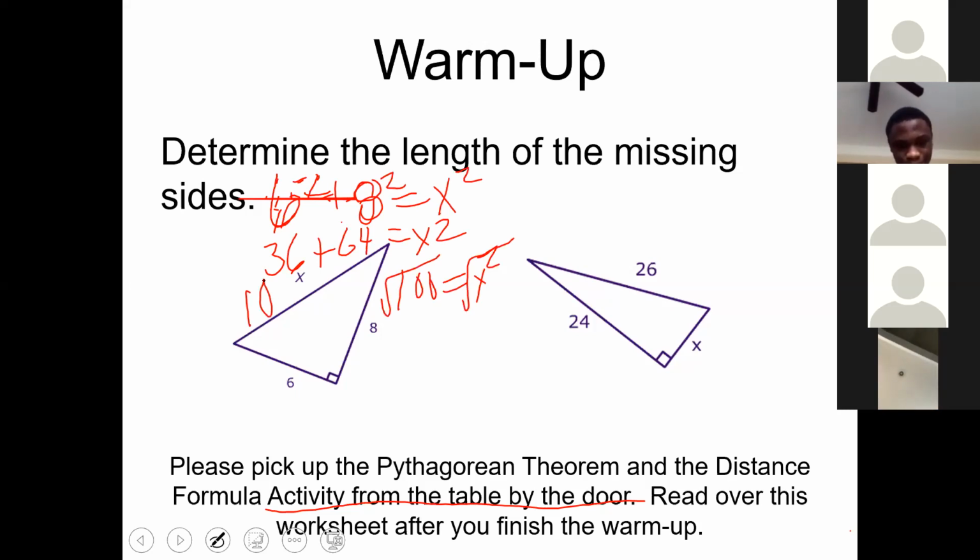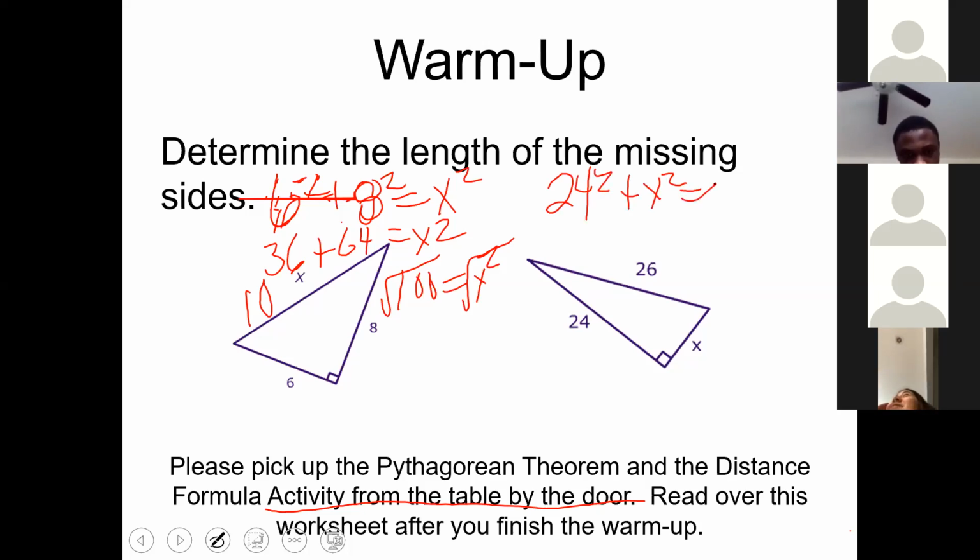I think we know how to do these. These are not that difficult. And over here, it would just be the reverse. We would see 24 squared plus x squared is equal to 26 squared. And I don't have a calculator in front of me, but we know that if we just subtract that 24 squared from both sides, take the square root, and we will get this. All right, so that's not that difficult.